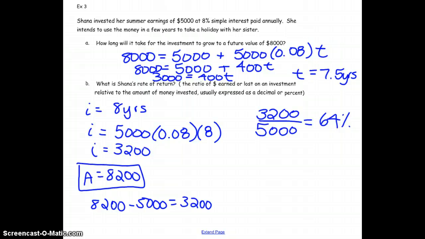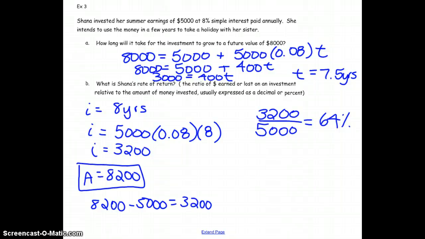Example 3. Shayna invested her summer earnings of $5,000 at 8% simple interest paid annually. She intends to use the money in a few years to take a holiday with her sister. How long will it take for the investment to grow to a future value of $8,000? So if her future value is $8,000, she originally invested $5,000. 5,000 times 0.08 times t will be her interest. So we need to solve for t, which is her time. You'll end up, when you go through the math, to get 7.5 years. But note, since she's doing this annually, it would actually be 8 years that she could take this out after. So her time is 8 years, which would be $3,200 in interest.